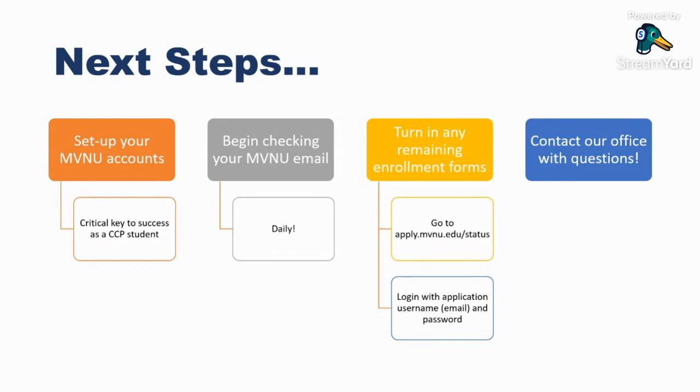If you don't have all of your forms turned in, please go to apply.mvnu.edu/status. Check all of your things just to make sure that you don't have any outstanding forms. If you need help figuring out what to do with them, then please go ahead and reach out to us and we can let you know what you still need to do, and let's get those taken care of so that we can turn off that email, but we can also not have to come track you down to get the final things that we need.